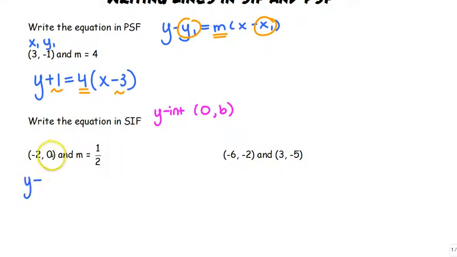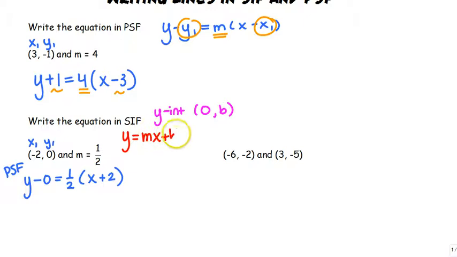So y minus my y1 equals my slope times x minus x1. Minus a -2 gives me that +2. Now this, remember, is just point-slope form. I want to get into slope-intercept form. And slope-intercept form is that y equals mx plus b, which means basically I just want to solve for y.